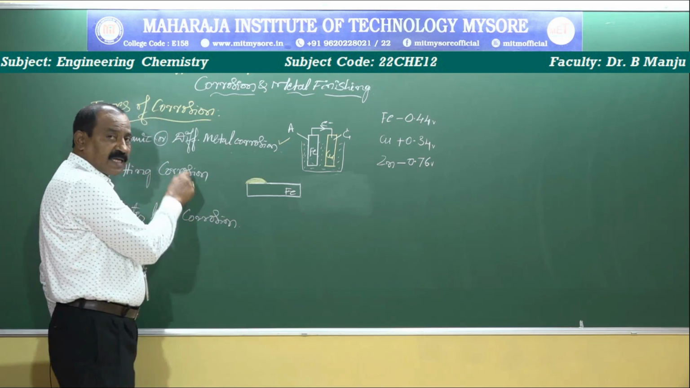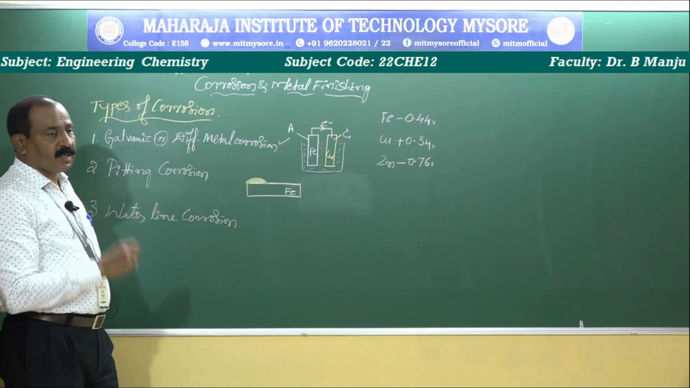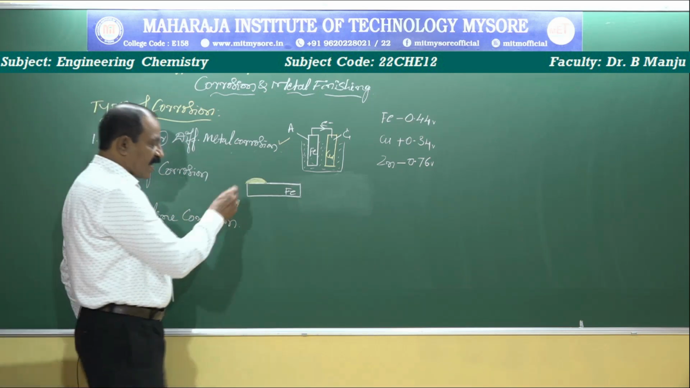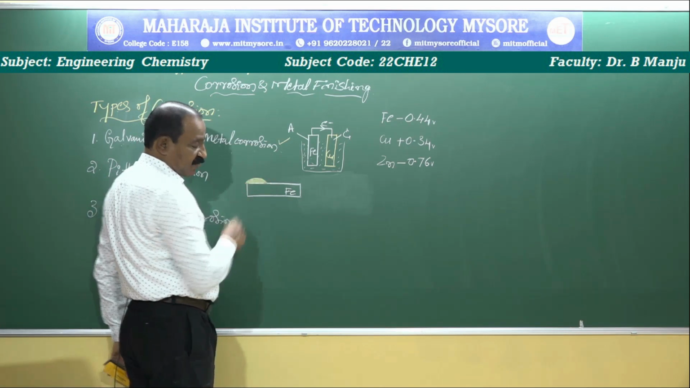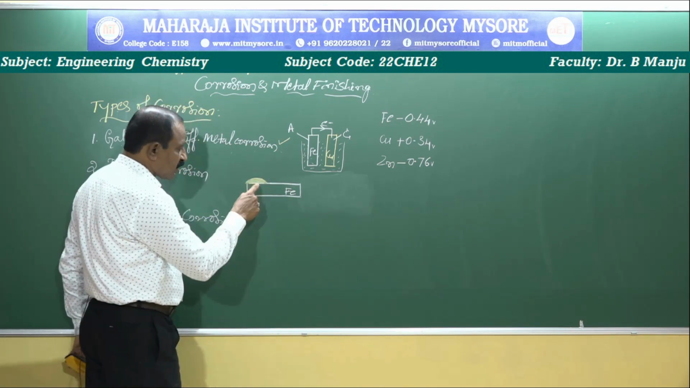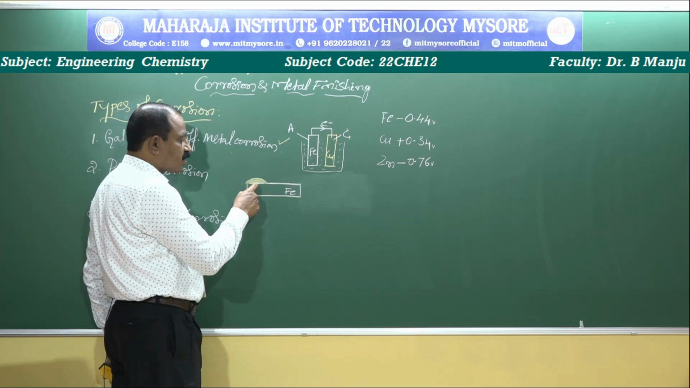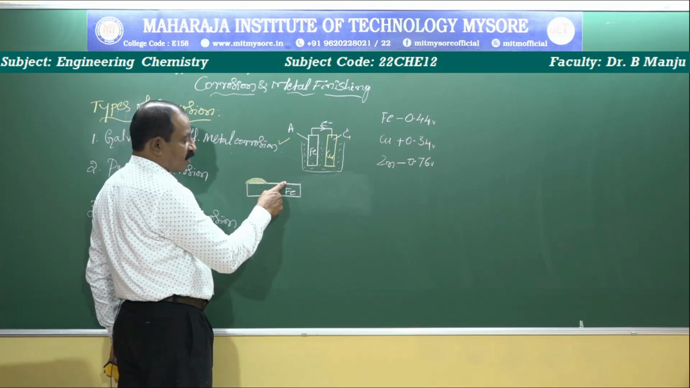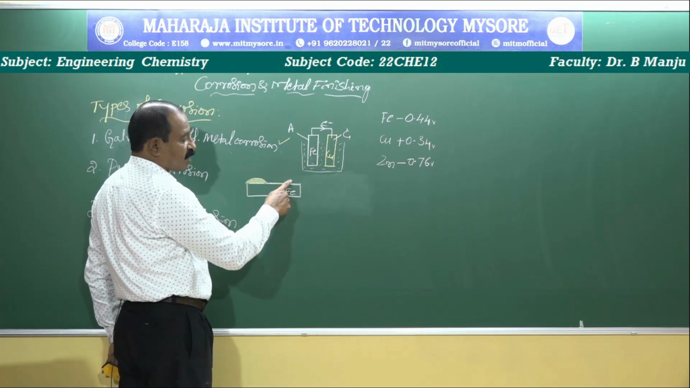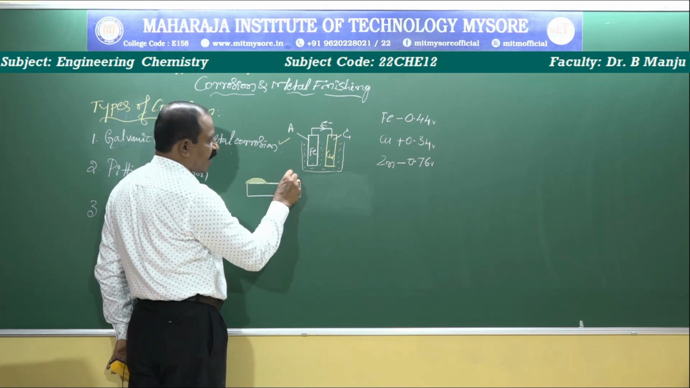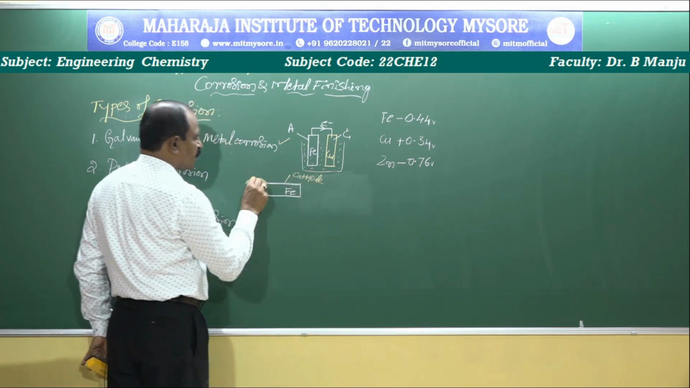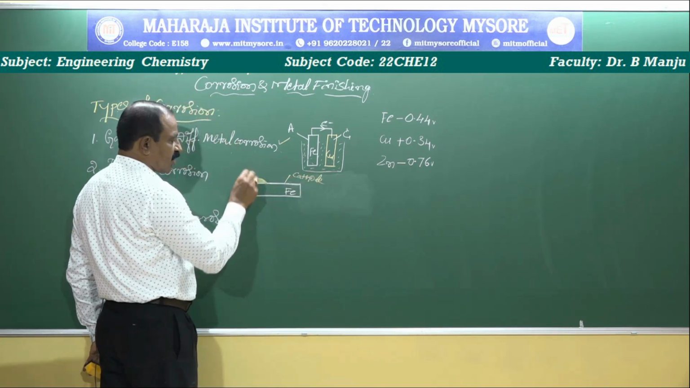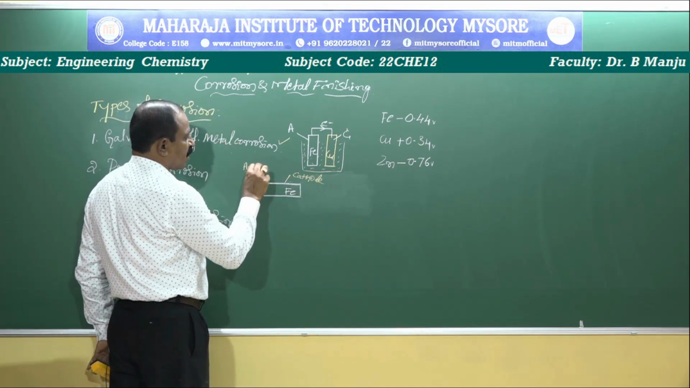Now pitting corrosion can easily be explained by using differential aeration theory. As per differential aeration theory, dust particles are deposited over the surface of the metal. Below this dust particle, oxygen concentration is less compared to this area. This is more exposed to the atmospheric oxygen. This is the more oxygenated area. Therefore, this acts as cathode, and the less concentrated oxygen area, therefore this portion acts as anode.